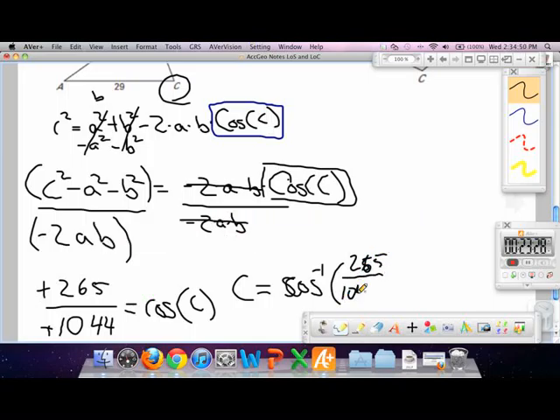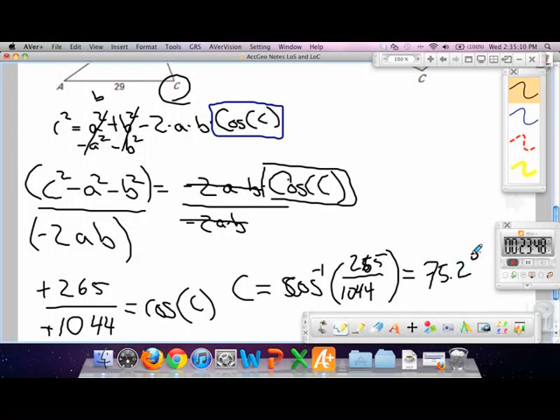75.2. Okay, that's a lot of work for one angle. If you were intrepid, you could just repeat, wash, rinse, repeat, and find another angle.